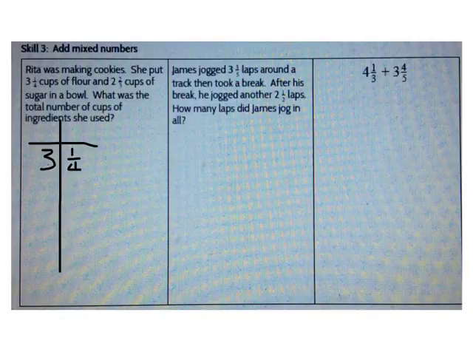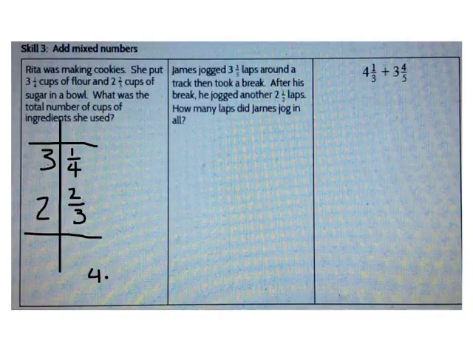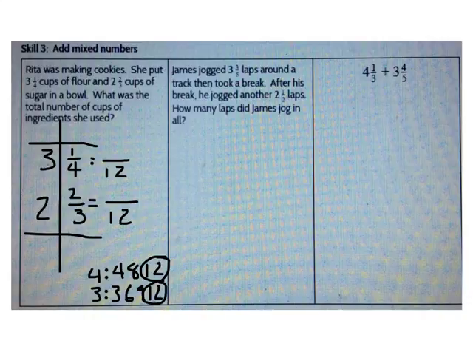Go ahead and put your numbers into a T-chart. 3 1/4, 2 2/3. I can't add these fractions like they are, so I need to find the least common denominator. Go ahead and find the least common denominator for 1/4 and 2/3 now. The least common denominator is 12. So now I need to change each fraction into an equivalent fraction with a denominator of 12.